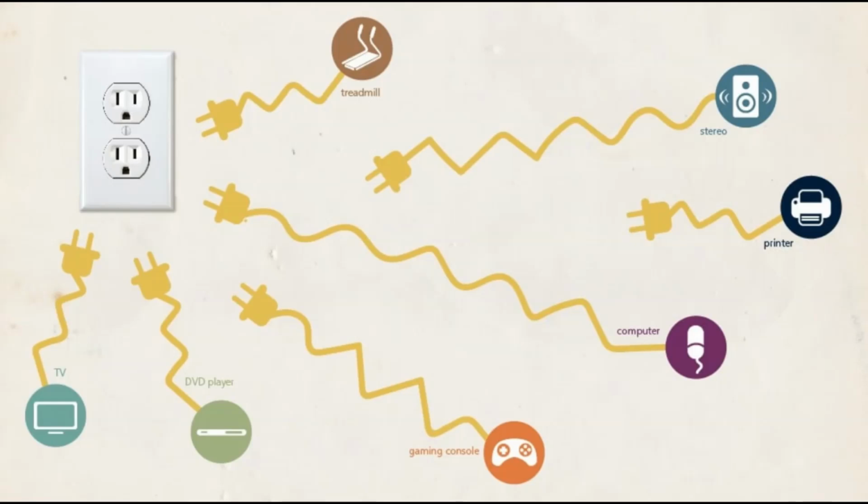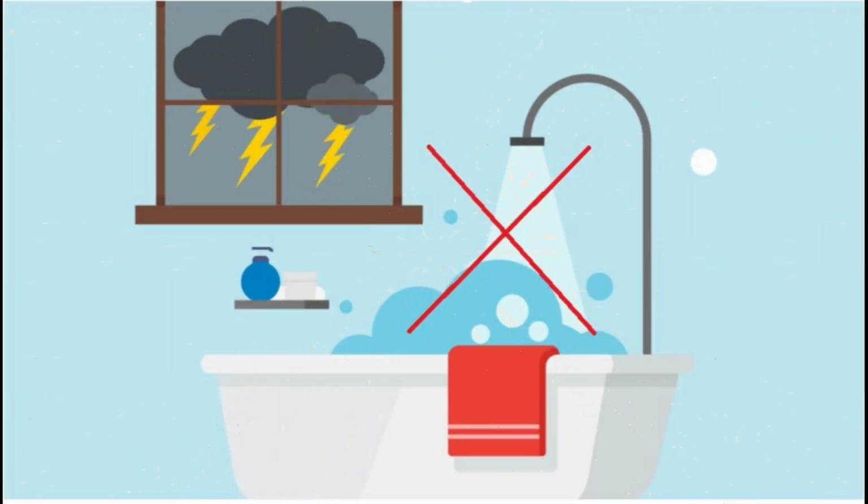Second, experts from the National Weather Service advise people to avoid running water during a storm. That means don't take a shower or bath, don't wash your hands, and don't wash any dishes. Now that you know how to stay safe indoors during a lightning storm, our investigation into lightning safety is complete.